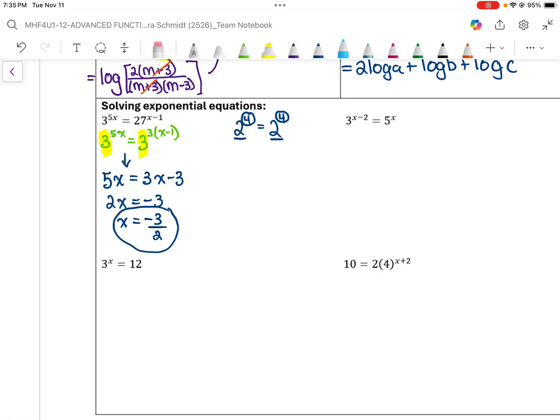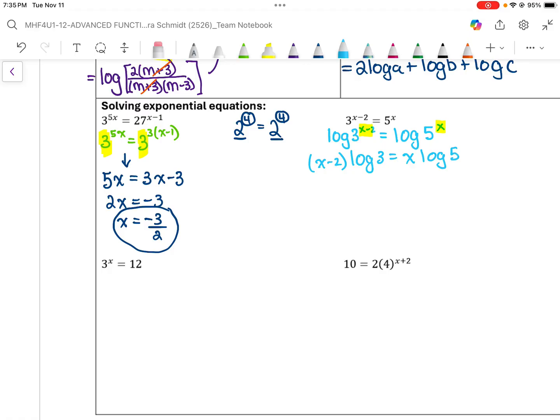Okay, this next question, you can see I have a 3 and a 5. Now that isn't going to be possible to make the same base. So in this case, I'm going to take the log of both sides of my equation. I'm doing that so that I'm going to be able to get the x out of the exponent. So I took the log of both sides, and now I can use the power rule to bring down the exponents in front of the log. So now I'm going to have x minus 2 out front, log 3 equals x log 5.